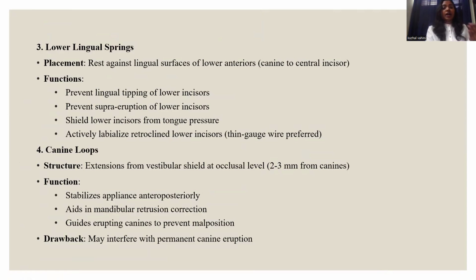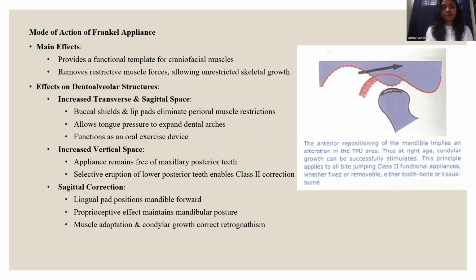So these are the other components, which are lingual springs and canine loops. Again, they have the same function in guiding the tooth eruption and tooth alignment. So the mode of action of the Frankel appliance: it affects the dentoalveolar structures, with increased transverse and sagittal space, increased vertical space, and sagittal correction. Sagittal correction is by lip pads, and the proprioceptive effect comes from the lip pads. Then we have the increased vertical space, where the appliance remains free from the maxillary posterior teeth.